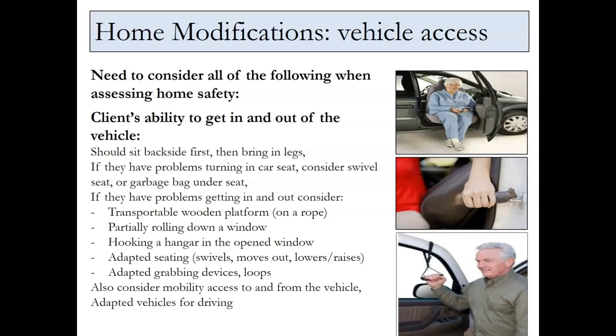Adapting seats, lowering, raising. Adapted grabbing devices, loops. Here's one right here. This is pretty cheap. You can get this, it hooks right onto the latch of the door there, and it gives them something solid to grab onto. Pretty cheap kind of things. You get those, Google those. There's a strap that may work. Adapted vehicles, I think you get that in other courses.